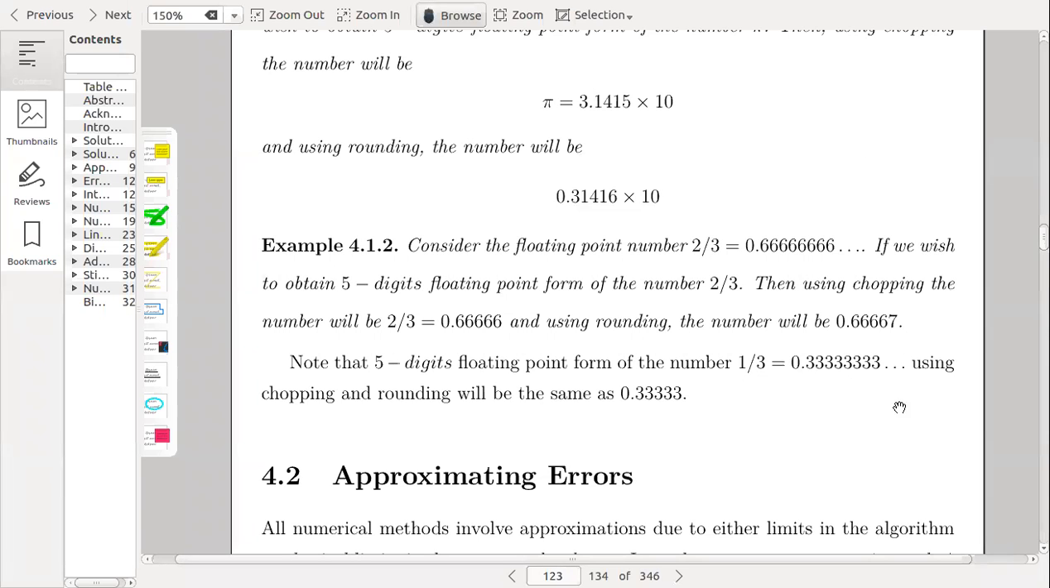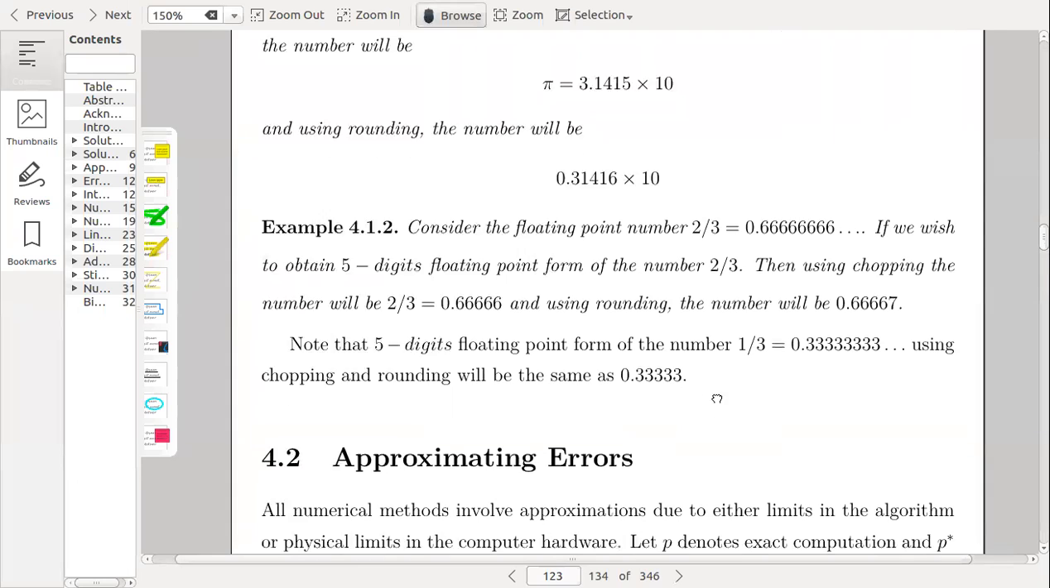But if the k plus 1 digit is less than 5, then there will not be any increment in the last digit. For example, if we have the number 1 by 3 is equal to 0.333, chopping and rounding will be the same, 0.333.